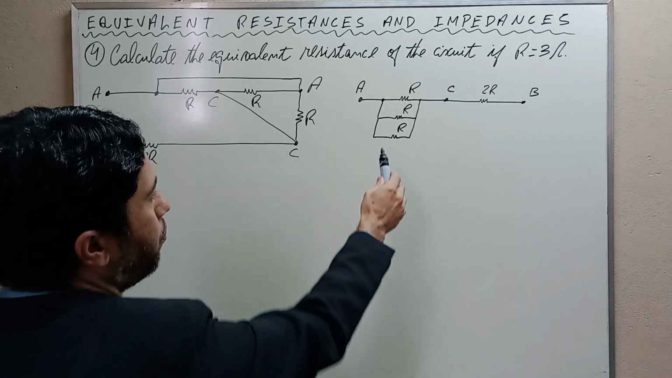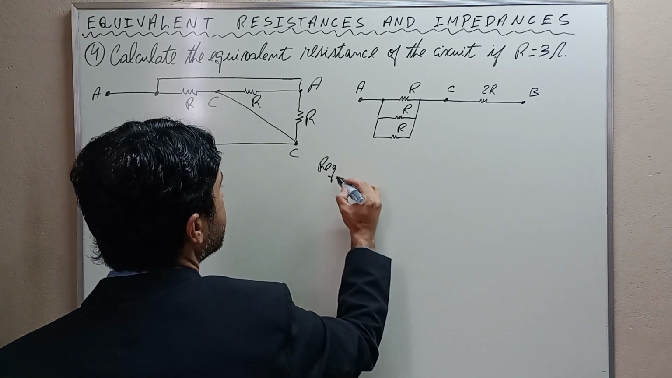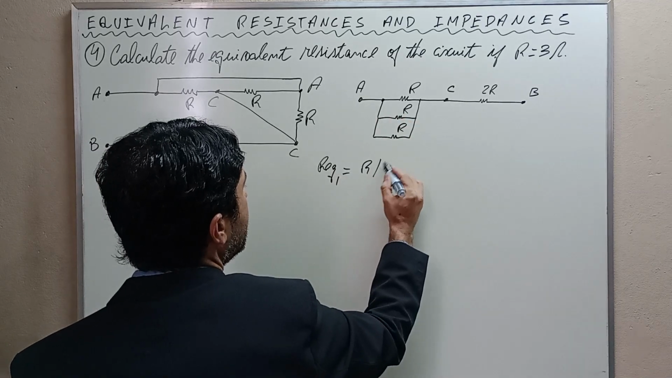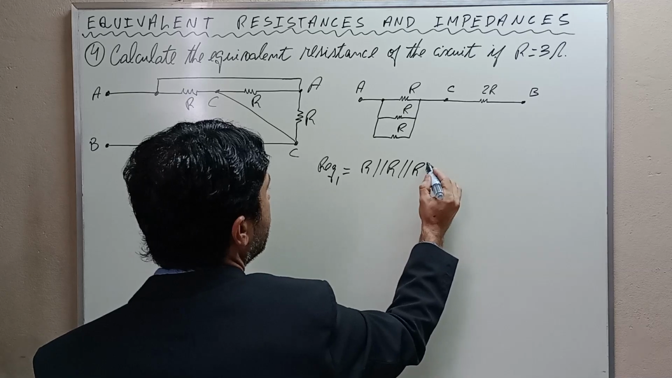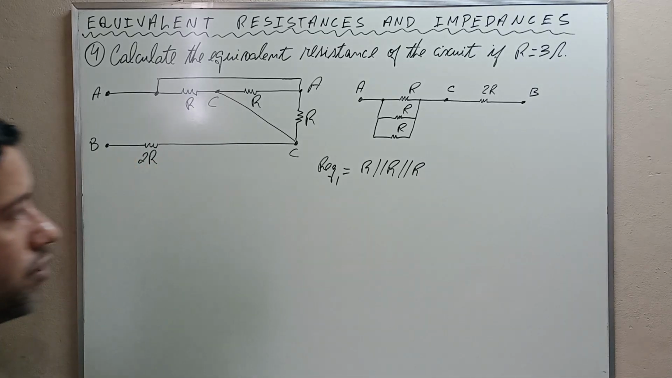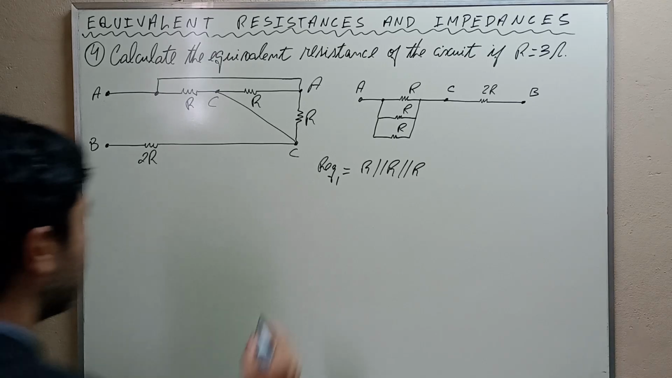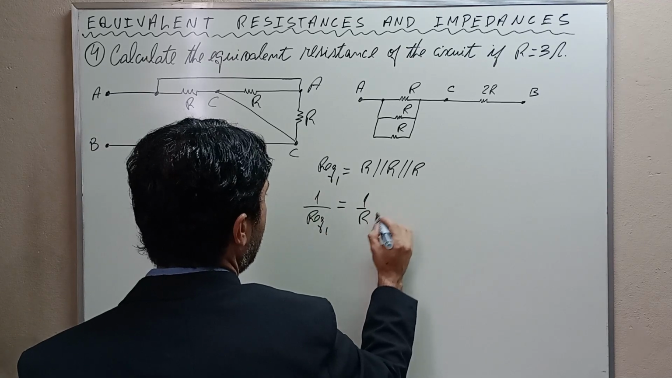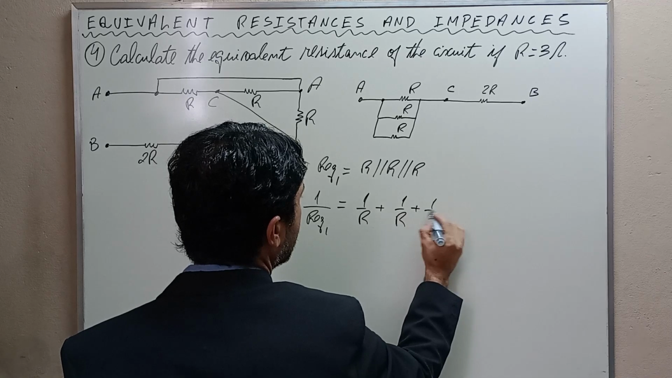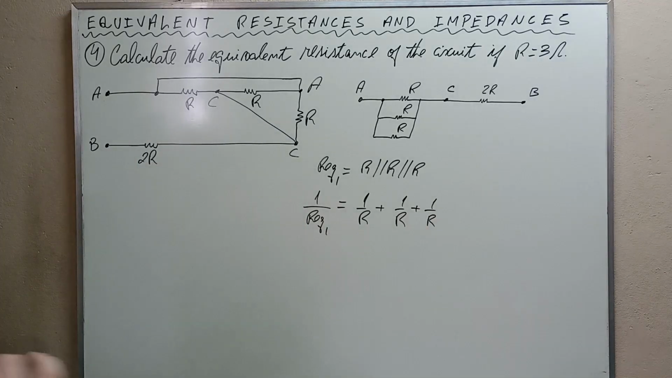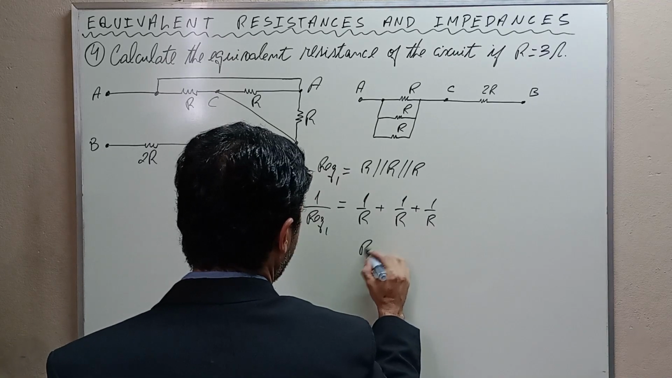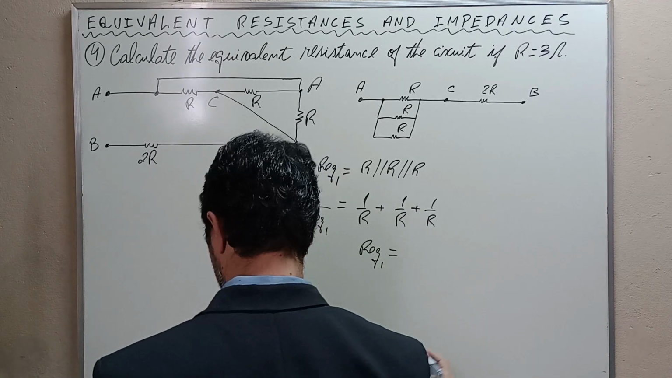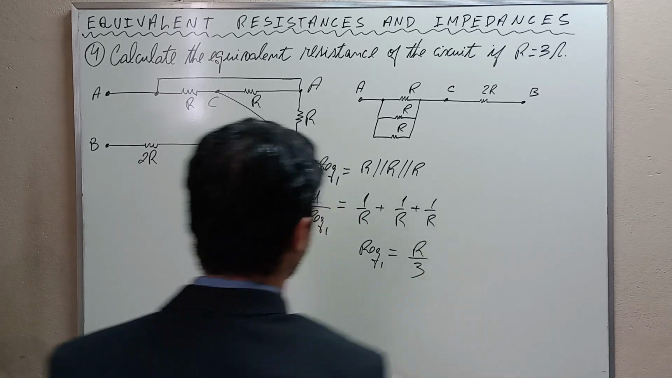Let's begin with this parallel combination. Equivalent resistance number 1 is the parallel combination between 3 resistors R. And how can we calculate the parallel combination between 3 resistors? 1 over the equivalent resistance is equal to 1 over R plus 1 over R plus 1 over R. In this way, the equivalent resistance is equal to R over 3.